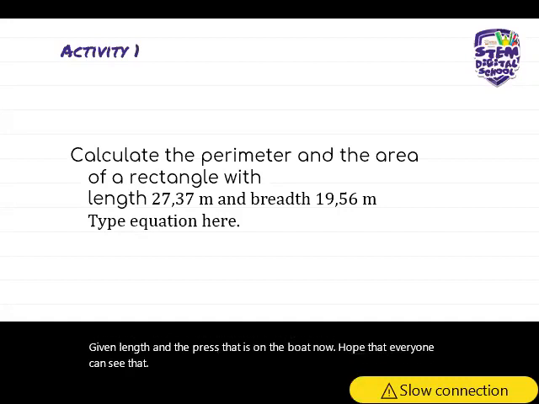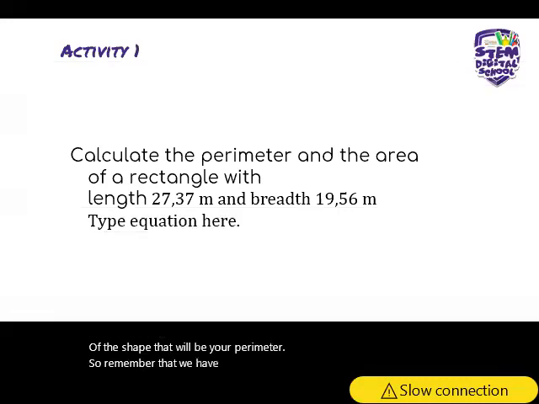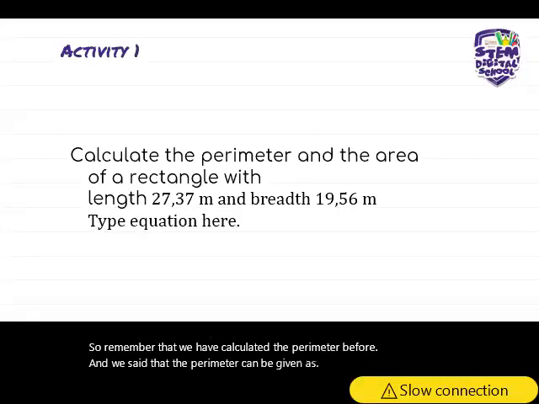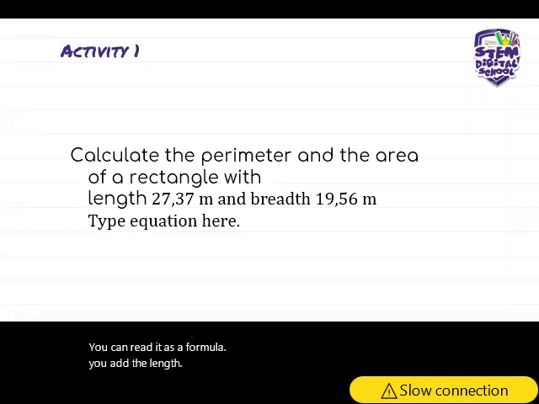How are we going to calculate the perimeter? Remember that the perimeter is the distance around the edge of the shape. We have calculated the perimeter before, and we said that you can write it as a formula whereby you add the length together with the breadth, and then you multiply that by 2. So that is how we find the perimeter.